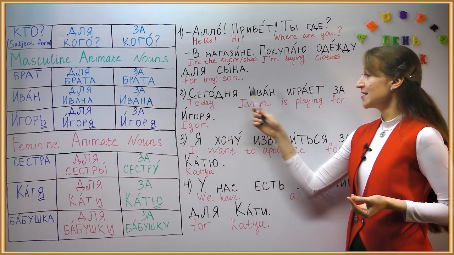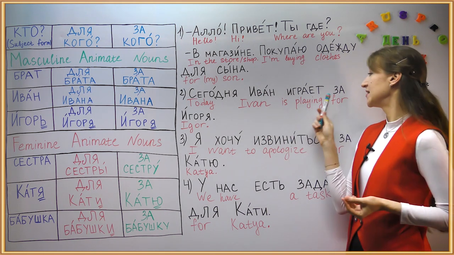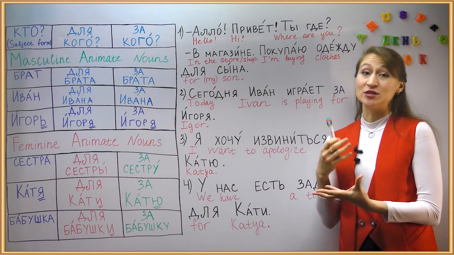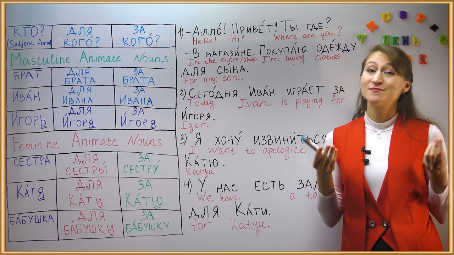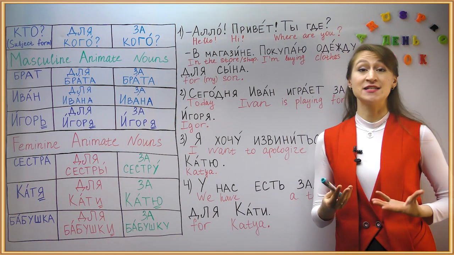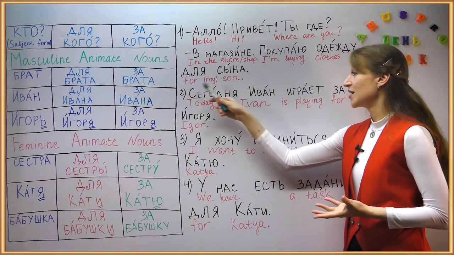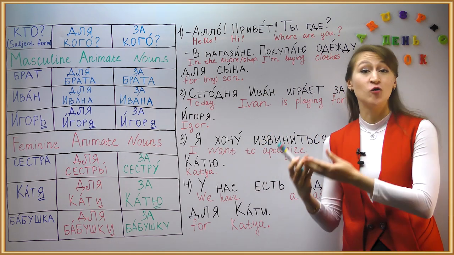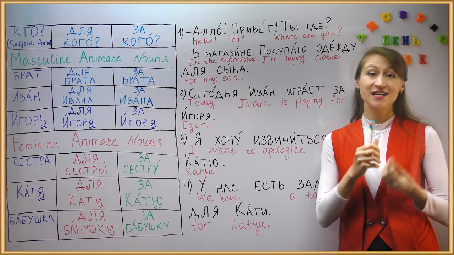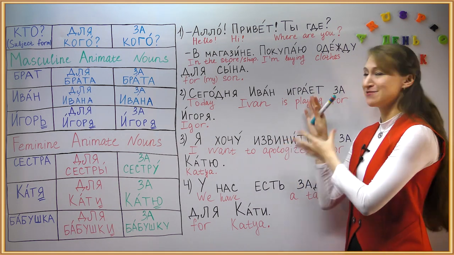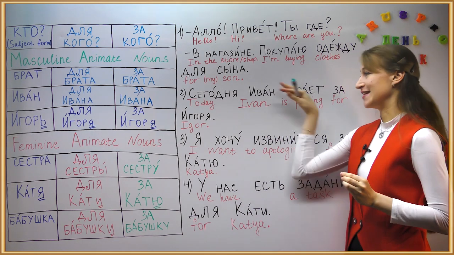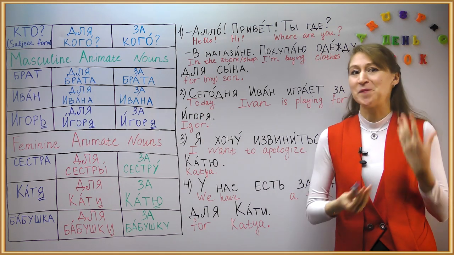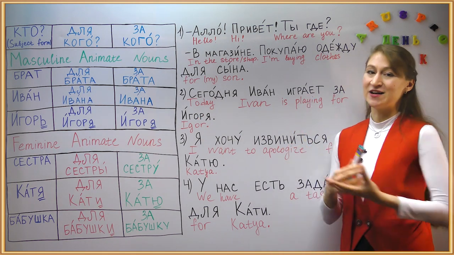Number two. Сегодня Иван играет за Игоря. So if, for example, Igor is ill today, Иван replaces him during the match. Иван plays for Igor. He fills in for him. We use за because it's exchange. There's something unequal in this situation, and maybe Igor will compensate it somehow to Иван later.